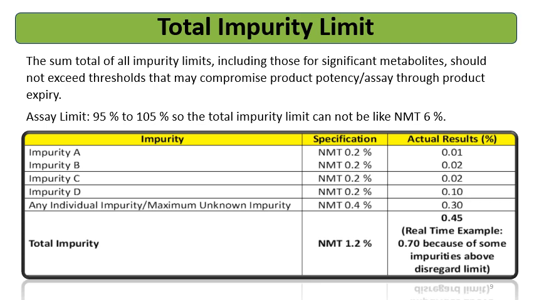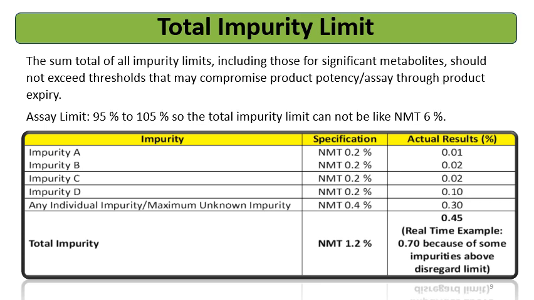So the sum of all impurity limits, including those for significant metabolites, should not exceed the threshold that may compromise product potency, that is assay, through drug product expiry. For example, if the assay limit is 95 to 105 and the total impurity limit is not more than 6%, and your assay at the initial stage is 100% and after 6 months the total impurity increases up to 6%, then the assay will be 94%.